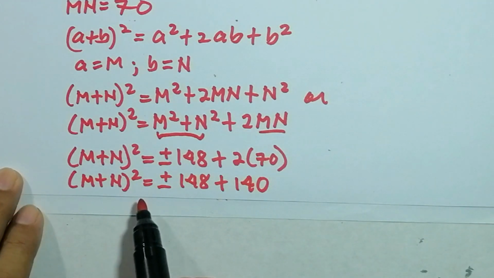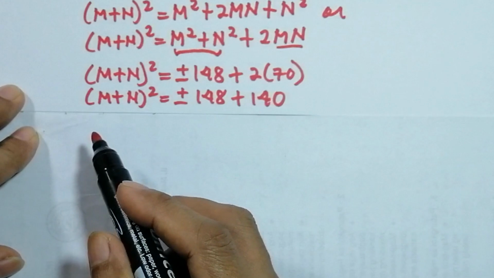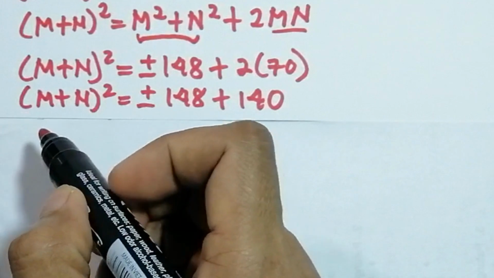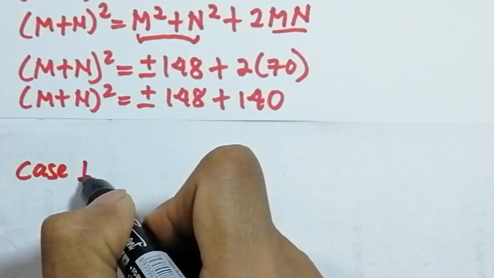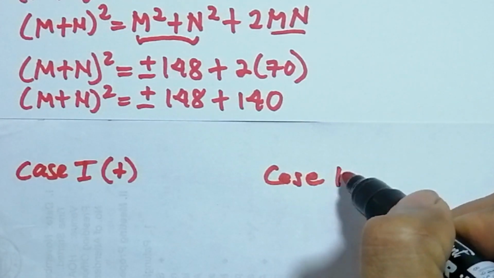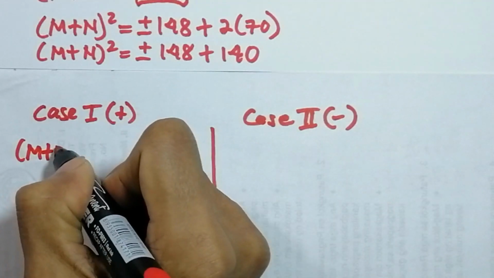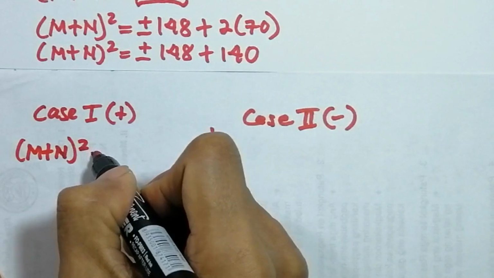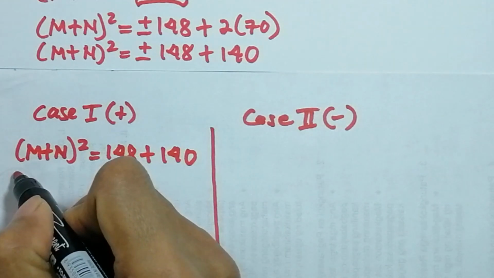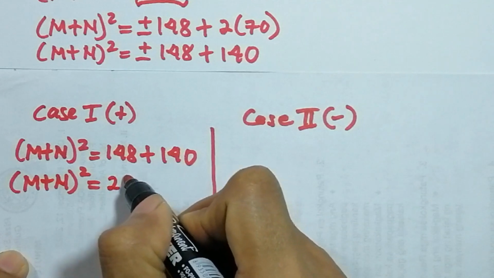So in this form, we have two cases due to the positive and negative sign. Now, the next thing is we are going to solve the positive before the negative. Okay, we write this as case 1, and this is case 2. In case 1, (m plus n) squared is equal to 148 plus 140, and 148 plus 140 is 288.